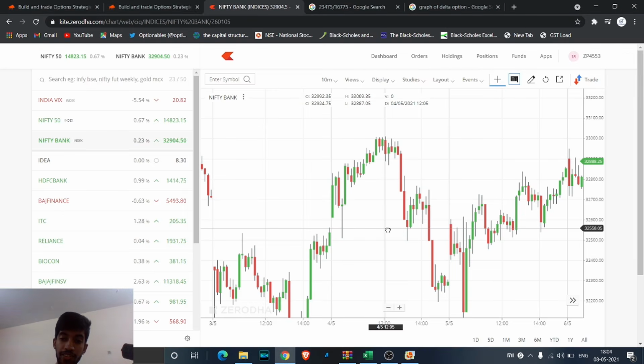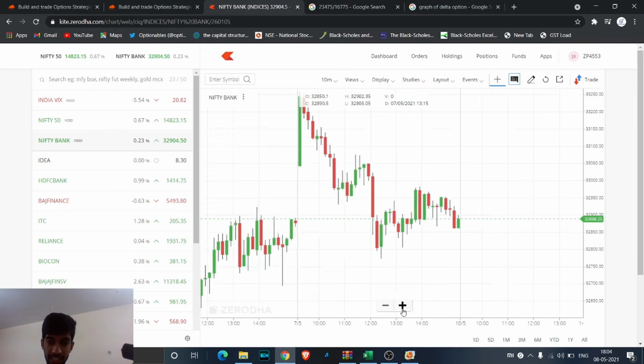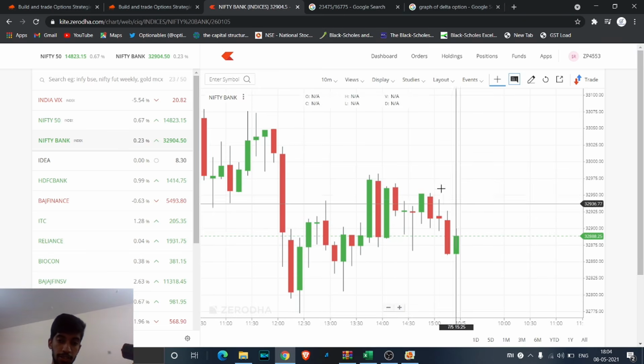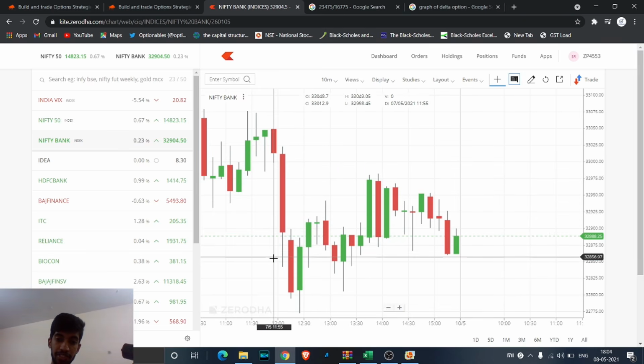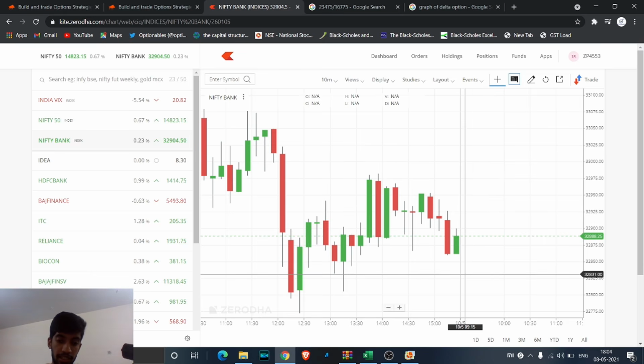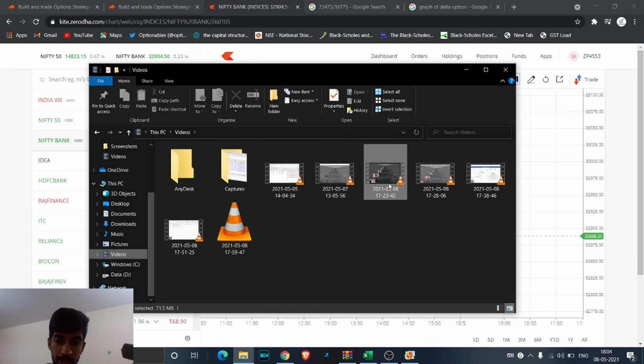And finally we will come to the latest day, that is the afternoon session. The market fell, and you can see from 12:30 absolutely no move. The market consolidated the whole time after 12:30. At 12:30 it was around 32,871. It just went up around 100, 150 points, came down. We have the recording for this, we are going to watch that.